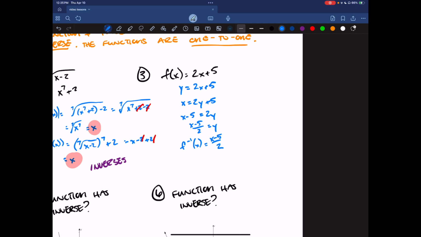If I take the inverse and plug it into f of x, I'm going to get x. And if I do it the other direction and plug the original into the inverse, I'm going to get x. That's just the nature of it. If you do this process, it's going to work. And so this is my inverse function.